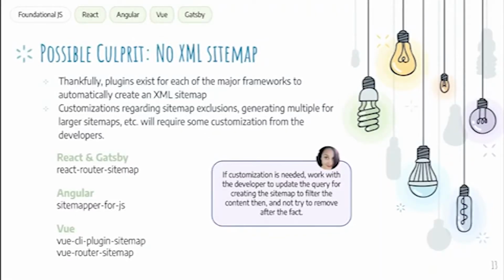Another reason why sections of your site may not be getting crawled is because there's no XML sitemap. Thankfully, for all of these, whether it's React, Angular, Vue, or Gatsby, there are plugins to produce XML sitemaps. Sometimes there may be a lot of customization that needs to be done. At that point, you're just going to have to document and work with your developers. So documentation all the time. And then these are the sitemap plugins that I recommend and have used, so I can vouch for their functionality.